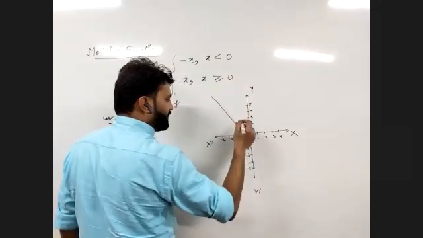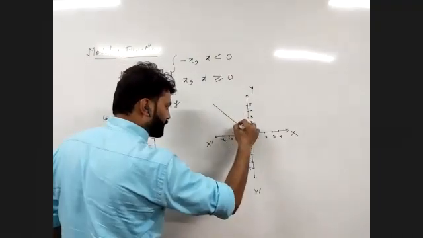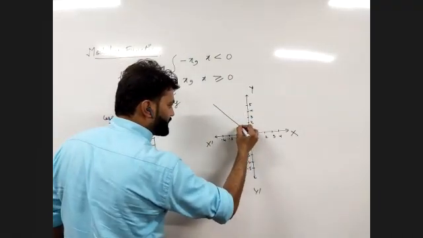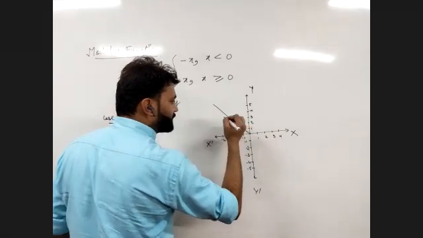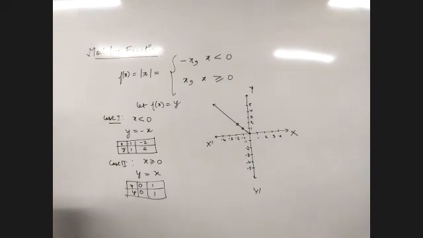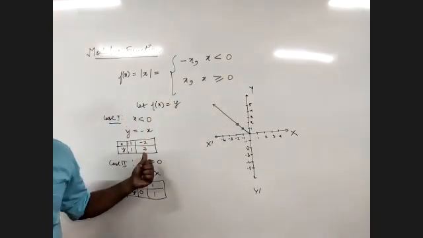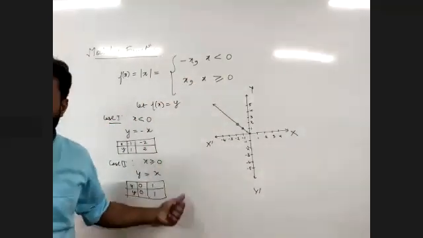Am I justified in making a straight line here? What's the reason for making a straight line? Linear part. No, we could have made a curve as well, right? We are not making a curve because it is a linear function. The highest power of the variable is 1.